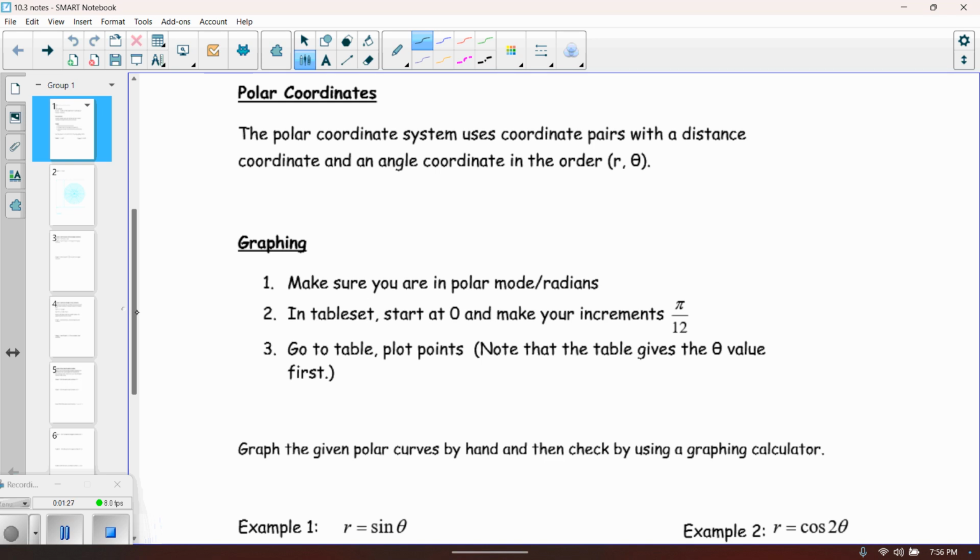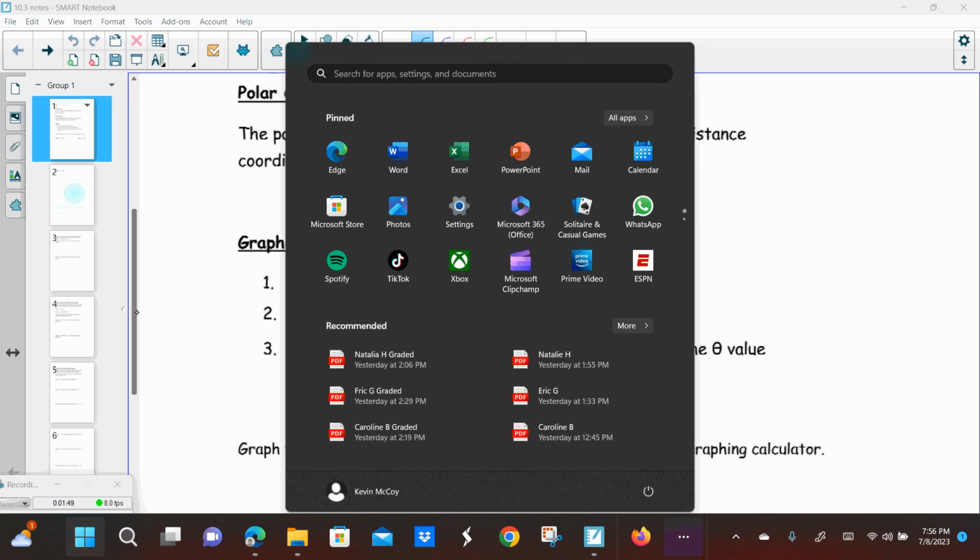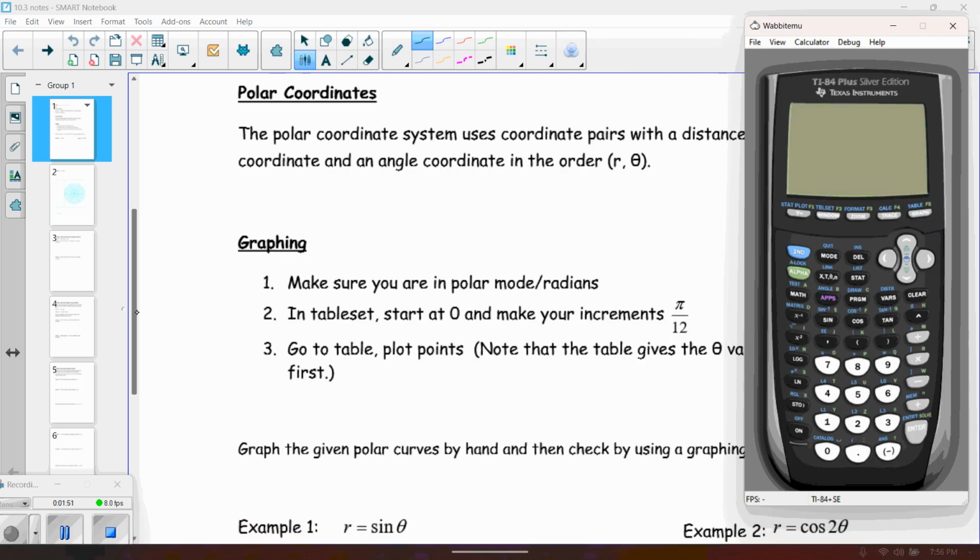Some of these polar graphs can be quite tedious to try and figure out what they are and what they look like without actually using the calculator. Not that it can't be done, but we're not really going to do things that way too much. So the first thing you want to do is, let me go ahead and see if I can pull up my calculator here. I know I've got it down here somewhere. There it is.